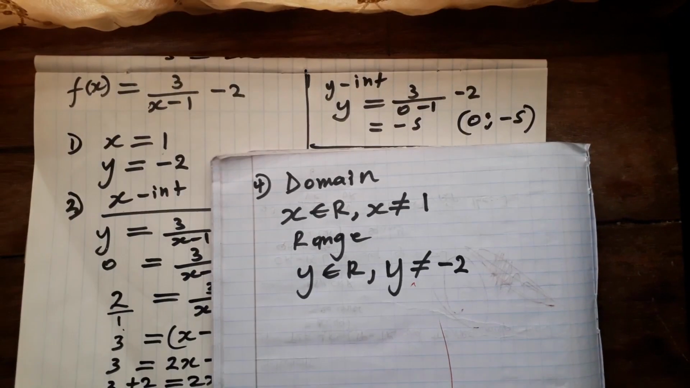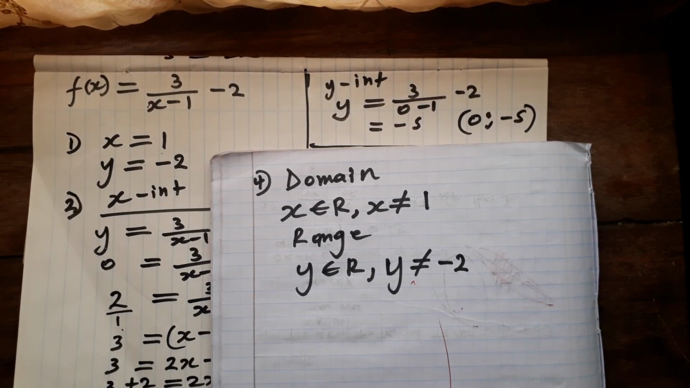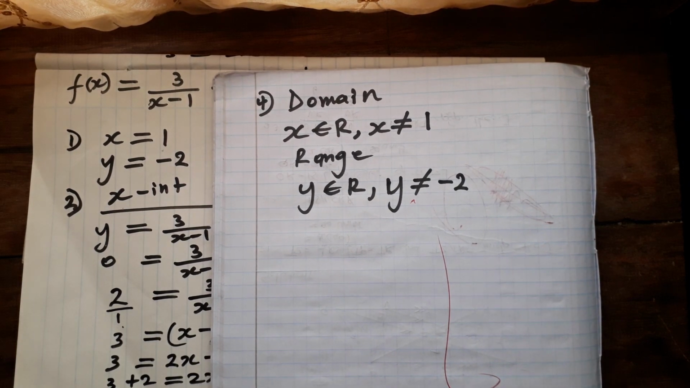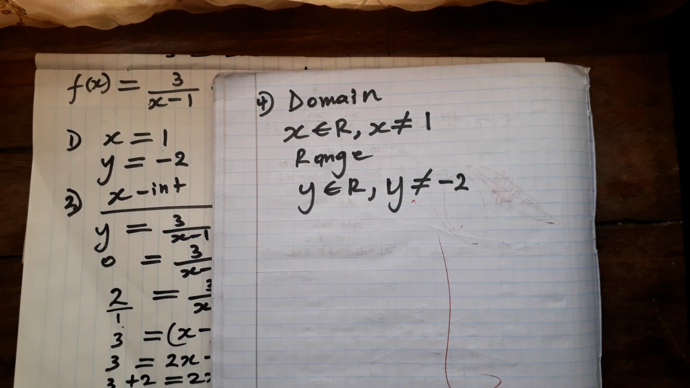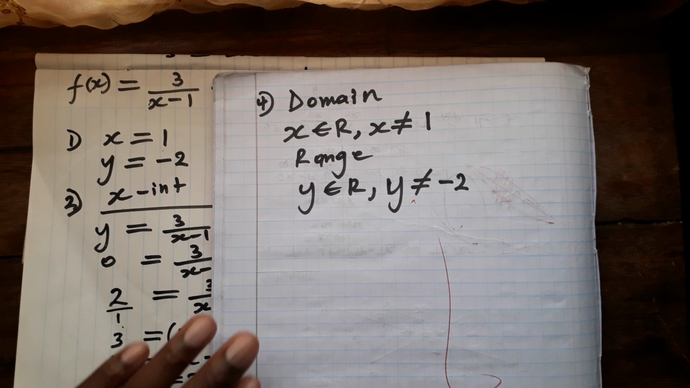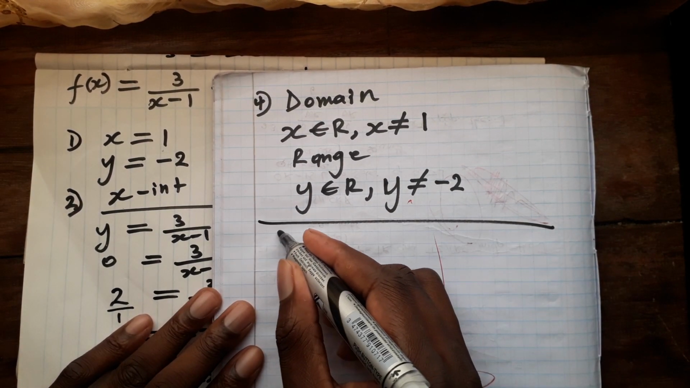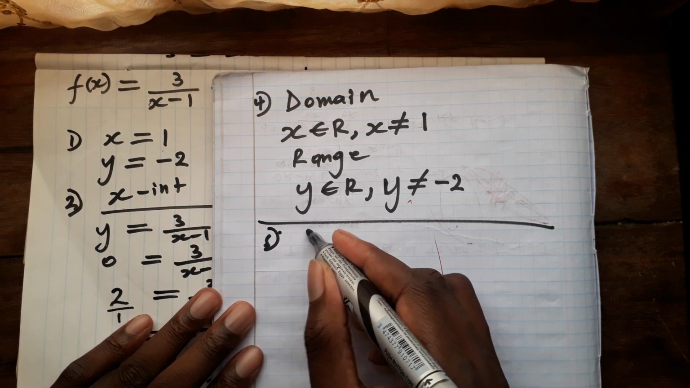I just believe that you are understanding something here. And then we go to the equations of the line of symmetry with a positive gradient and a negative gradient. Let's start with the one with a positive gradient. Line of symmetry, number 5.